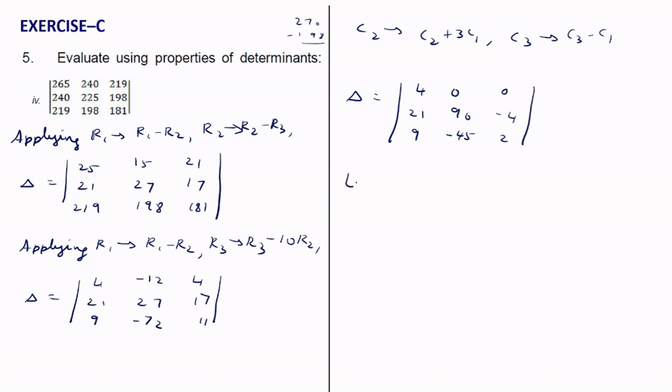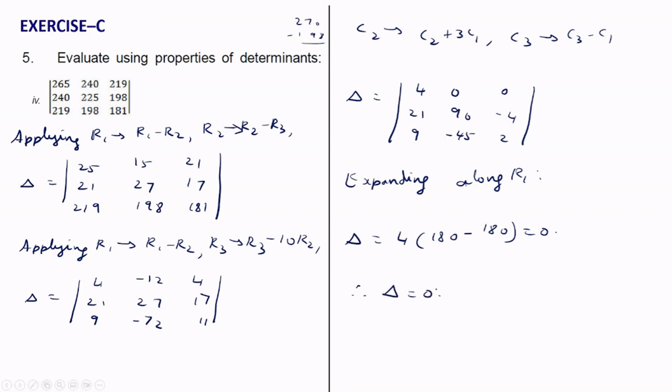So let us expand along R1. So delta will be 4 into 90 into 2 is 180, minus 45 into 4 is 180. So this is equal to 0. Therefore, the value of the given determinant is equal to 0.